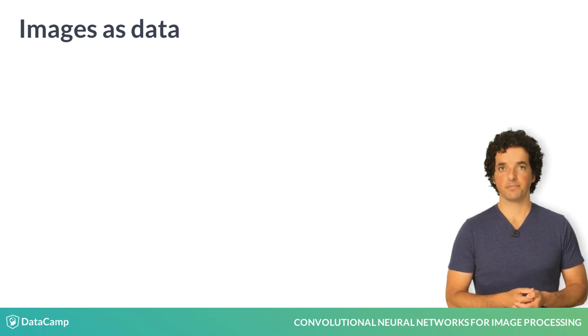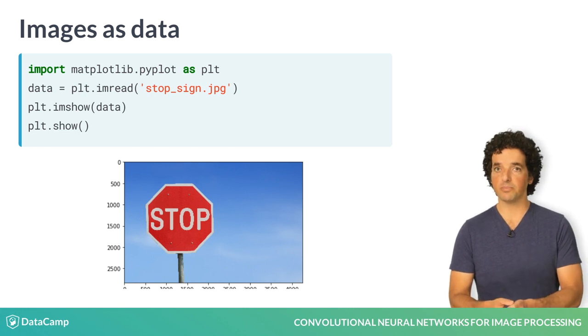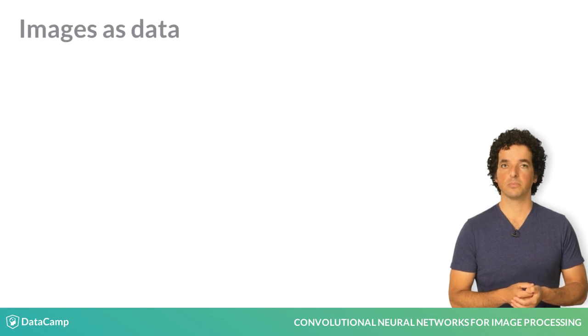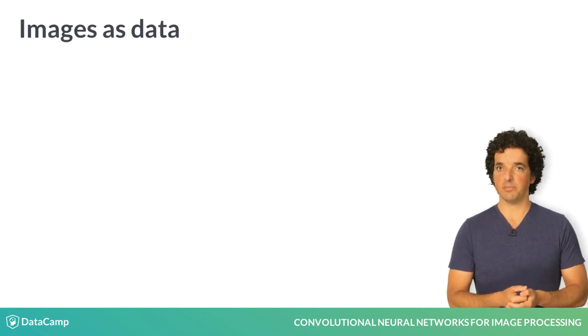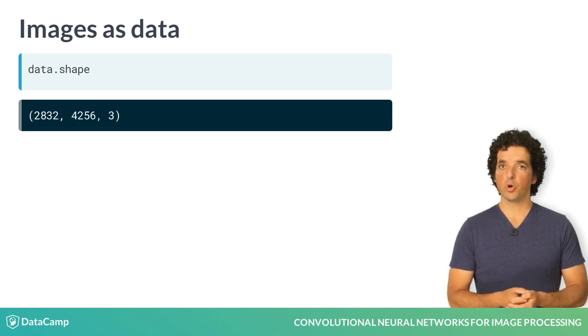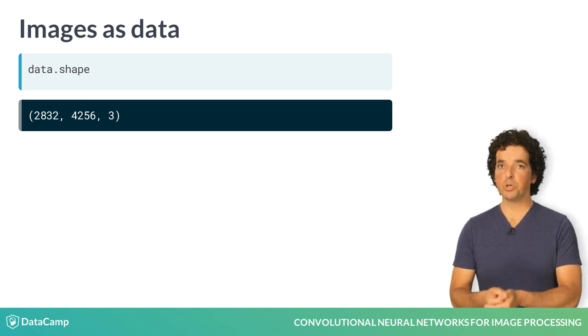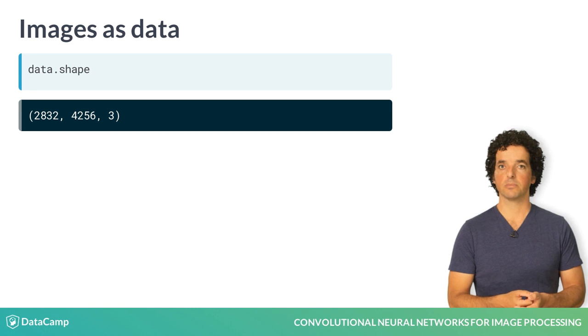Images contain data. Using matplotlib, you can import an image into memory from a file and then display it using a plotting command, as shown here. But the computer doesn't see the image. All it sees is an array of numbers. Color images are stored in three-dimensional arrays. The first two dimensions correspond to the height and width of the image, the number of pixels. The last dimension corresponds to the red, green, and blue colors present in each pixel.